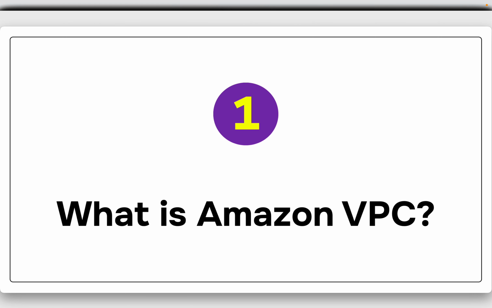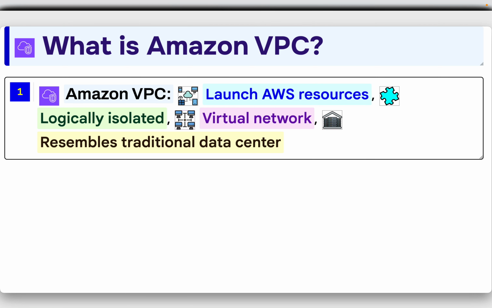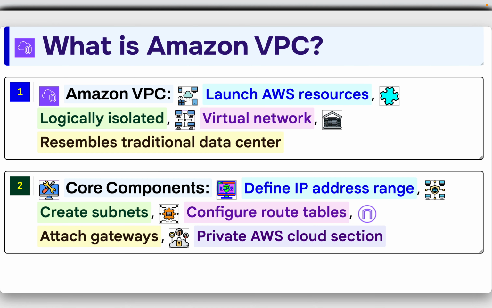First topic, what is Amazon VPC? Amazon VPC lets you launch AWS resources in a logically isolated virtual network. It resembles a traditional data center but runs entirely in the AWS cloud. The core components of a VPC include defining an IP address range, creating subnets, configuring route tables, and attaching gateways. Together, these form your private section of the AWS cloud.